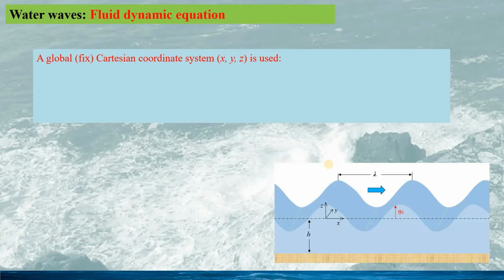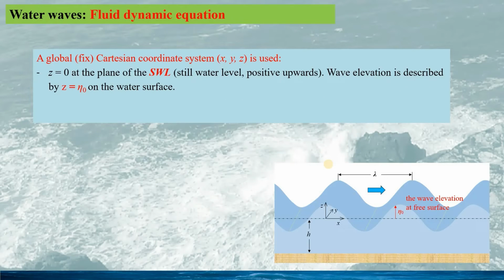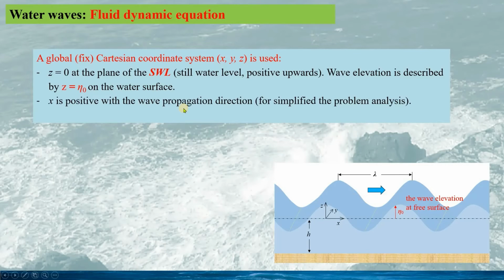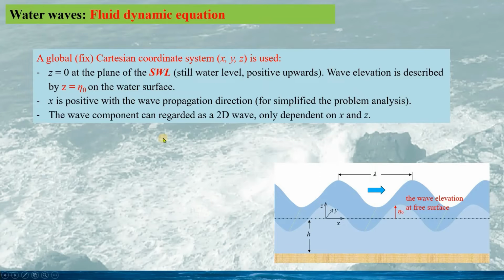For the problem, a global fixed Cartesian coordinate is used. The origin will be fixed on the still water level as z equaling 0, and it points up positively. As such, the wave elevation on the free surface can be expressed by z equaling to eta 0. X is pointing to the wave propagation direction. This is used for simplifying the problem. The wave component can be regarded as a 2D wave, which is only dependent on x and z.